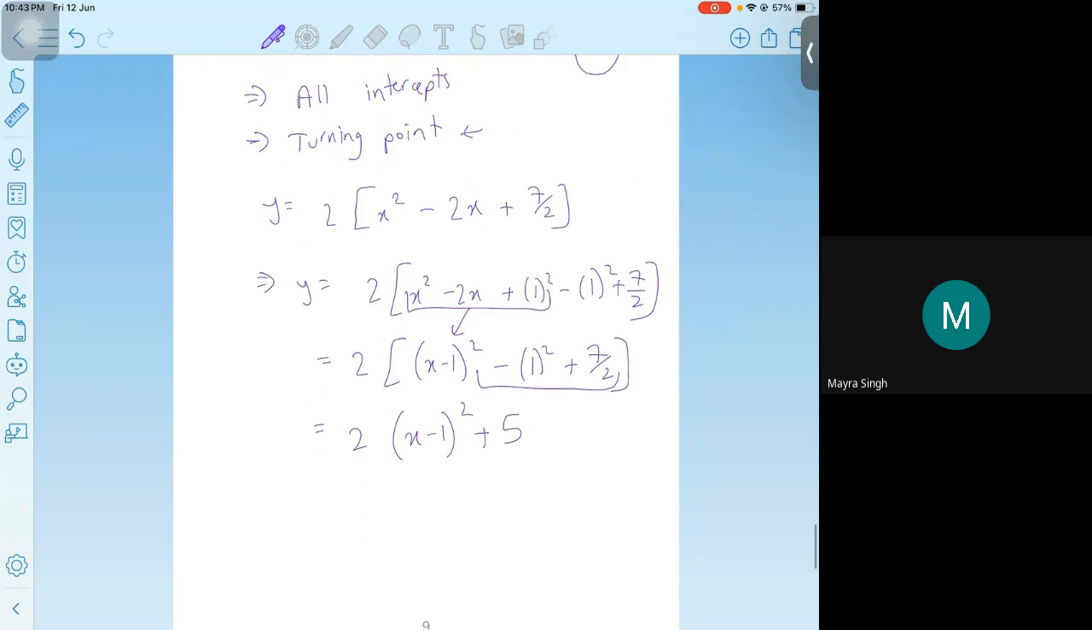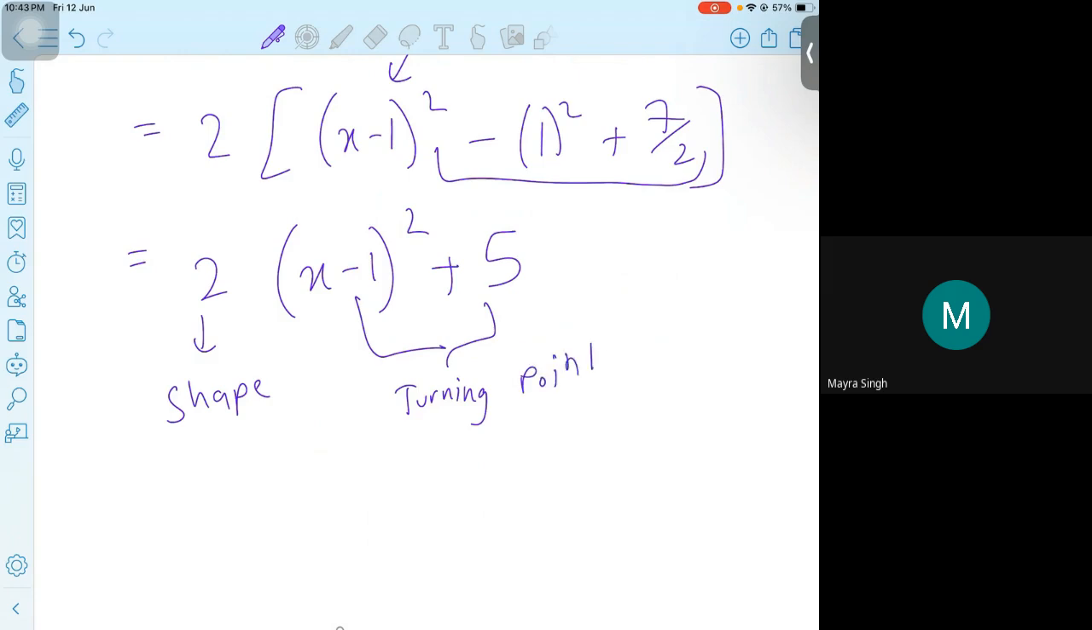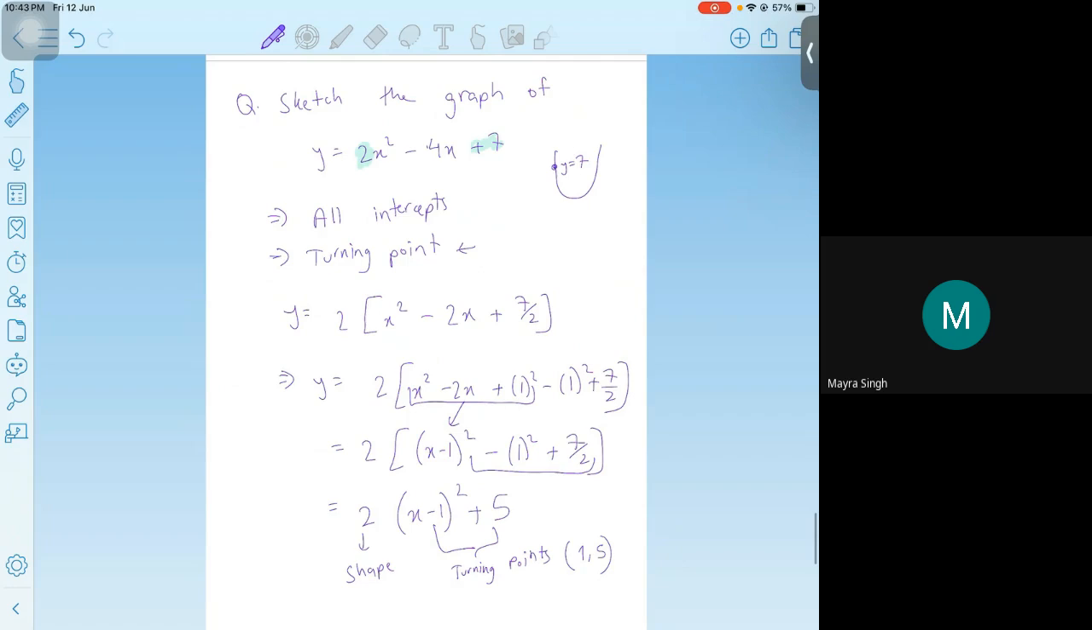From this point, I know that this is the shape, and this value combined gives us the turning point. In this case, it's going to be positive 1 and negative 5. Sorry, positive 1 and positive 5. So we have 1, comma 5. Again, let me give you 5 or 10 seconds to look at my working and then ask me any question that you might have regarding how I got to this. Is this okay with all of you?